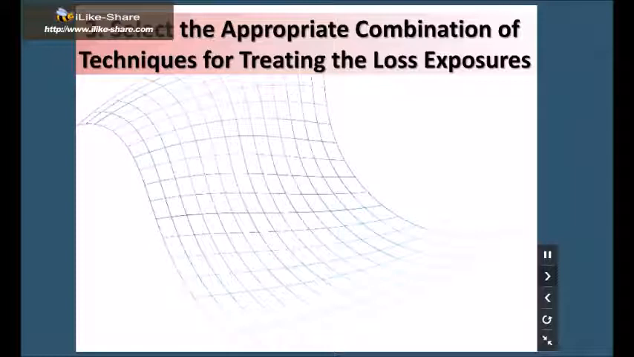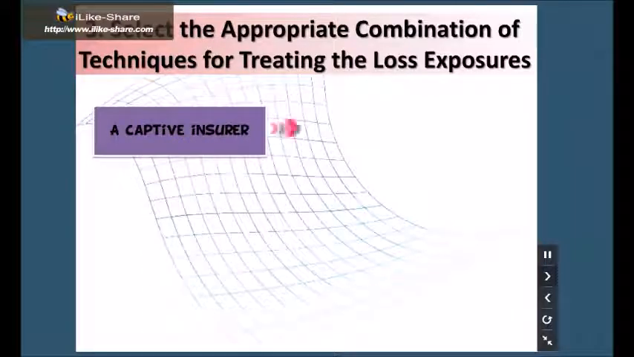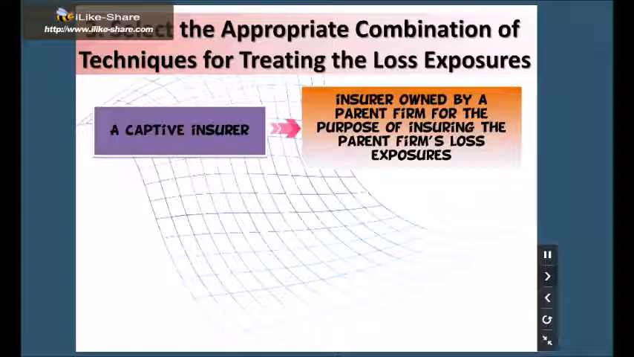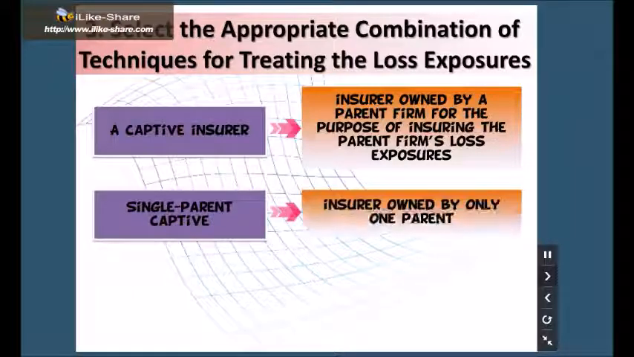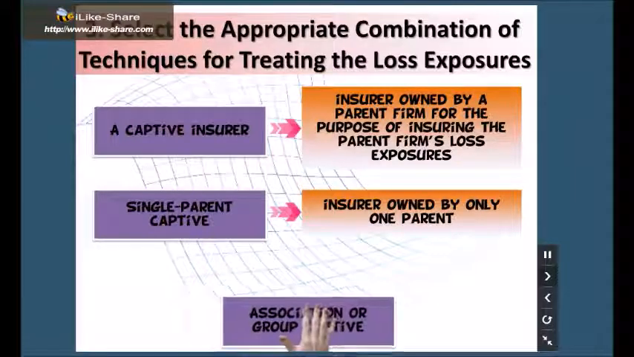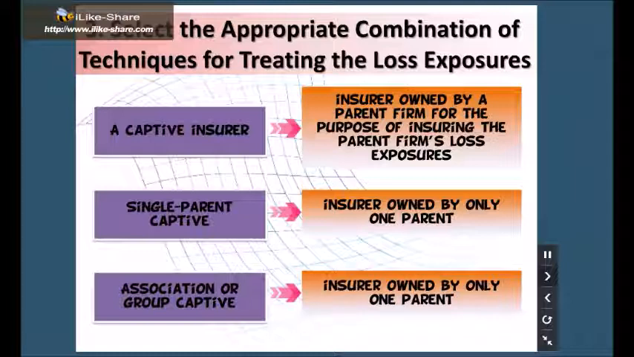Select the appropriate combination of techniques for treating the loss exposures. A captive insurer is an insurer owned by a parent firm for the purpose of insuring the parent firm's loss exposures. A single parent captive is an insurer owned by only one parent. An association or group captive is an insurer owned by several parents.